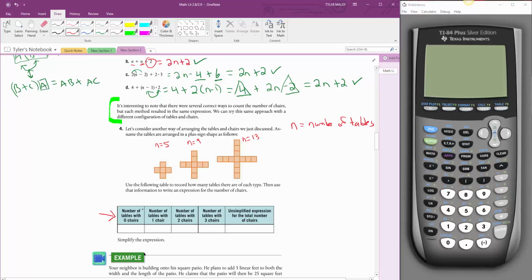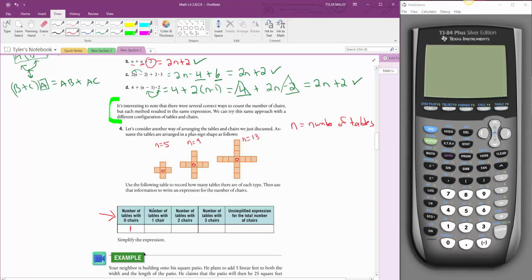Alright, so now let's try to fill in the table. It says the number of tables with 0 chairs. So we're looking at our diagrams and how many tables will have 0 chairs. The one with 0 chairs is this table in the center that gets blocked on all 4 sides, so it can't possibly have a chair. As long as we keep this pattern, we're always going to end up with one table in the direct middle that can't use a chair.